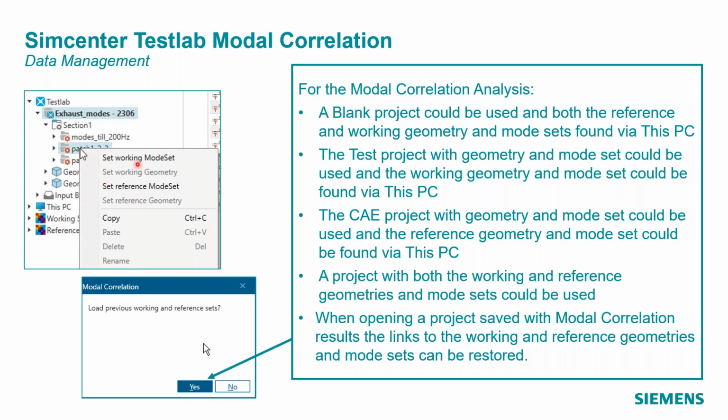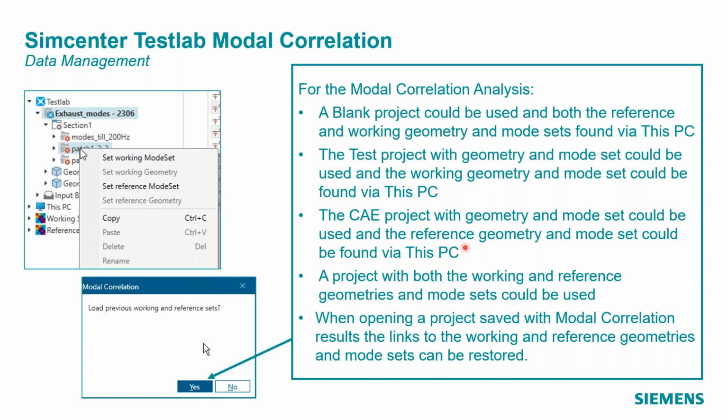So I'll have to set these 4 things to define what is your working geometry, what is your reference geometry, what is your working mode set, and what is your reference mode set. Normally the working ones are TestLab, or the ones you're not changing, and the reference would be the ones you might need to rotate, translate, and scale. For the modal correlation, a blank project could be used. I could start with a blank project, which I'll probably show today, and then browse through this PC to find both my test and CAE data. Or I could start with a test project with the geometry and mode set in it as a working geometry, and then browse through this PC to find the reference geometry and mode set.